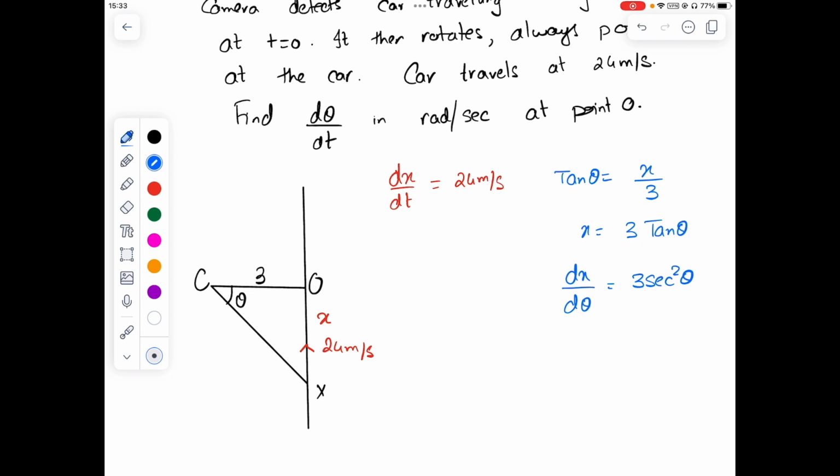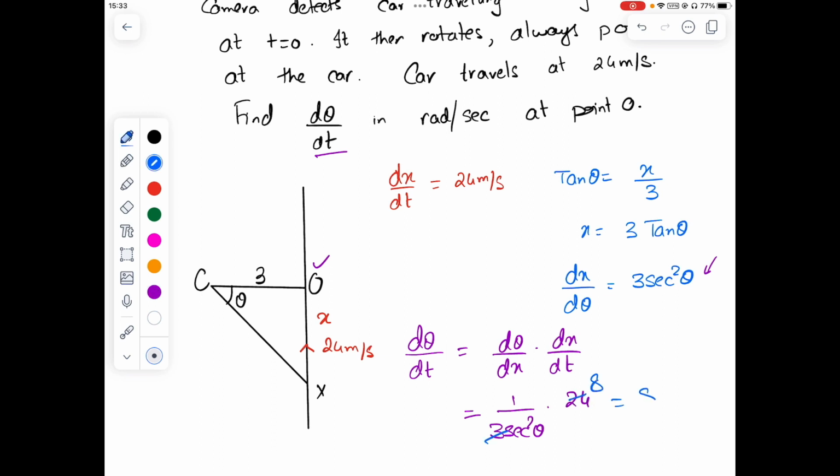Now what are we asked to find? We are asked to find d theta by dt when it is at O. So d theta by dt is d theta upon dx times dx upon dt. What is d theta upon dx? It is the reciprocal of this one: 1 upon 3 secant squared theta, times dx upon dt, which is 24. Then 3 times 8, so it is going to be 8.